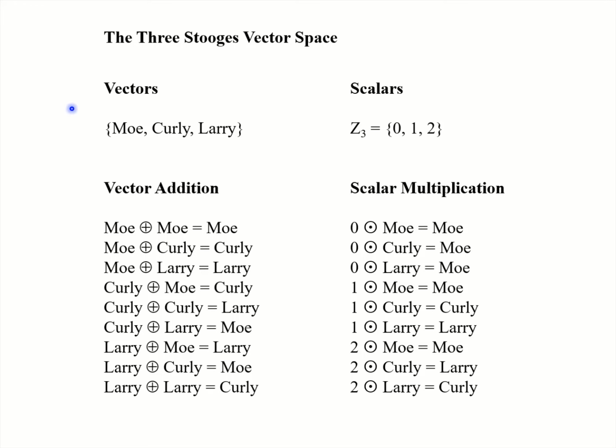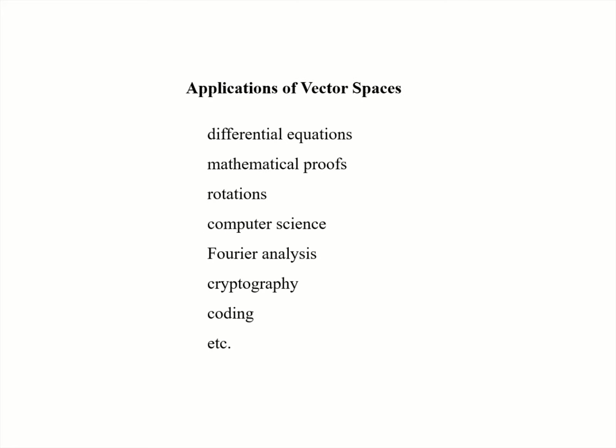There are the 4 containers that I was talking about. Here's your vectors. It's just a set of things. And in this case, it's the Three Stooges. Your scalars, this is a little funky, but it's Z3. The third part of the container is vector addition, and the fourth part is scalar multiplication, where your scalars come from this Z3. Let's finish off 4.1 and 4.2 by showing you some applications.